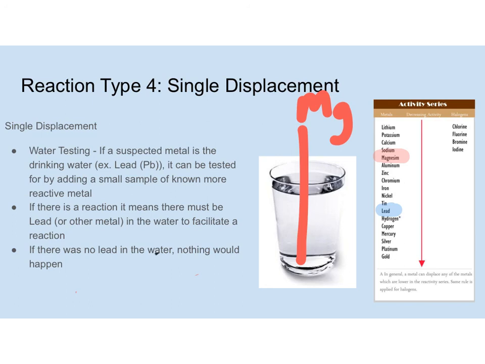Those ones still would be in there because they're not going to show a reaction, because they're more reactive and they're already in a compound. But putting in something like magnesium would eliminate anything below this. It would say none of these things are possibly inside there because I didn't see a reaction.